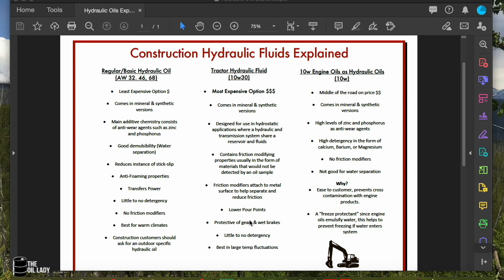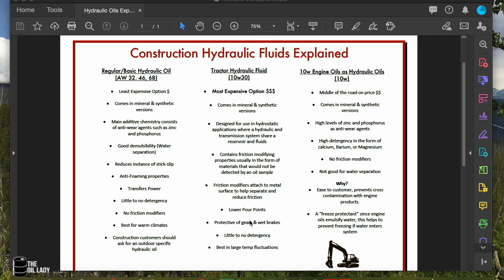Construction customers, I say, should also ask for outdoor-specific hydraulic oils. So of course I have to talk about Shell. Shell's got one that has a better viscosity index, so that it holds up better over larger temperature swings, which I always offer up to my customers who are in construction, because we're in the Midwest, we're outside, temperatures fluctuate quite a bit. Moving on to tractor hydraulic fluid.